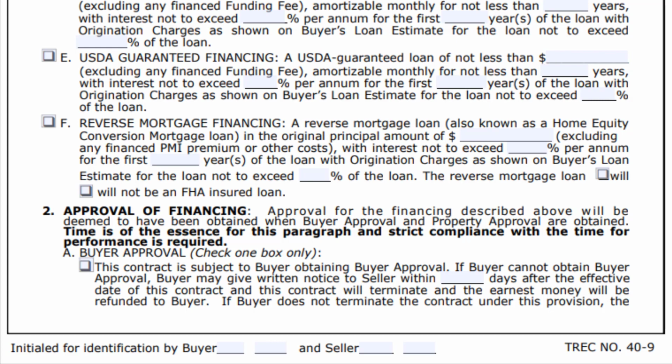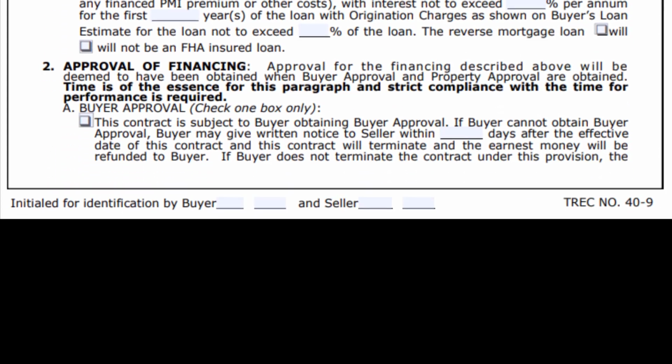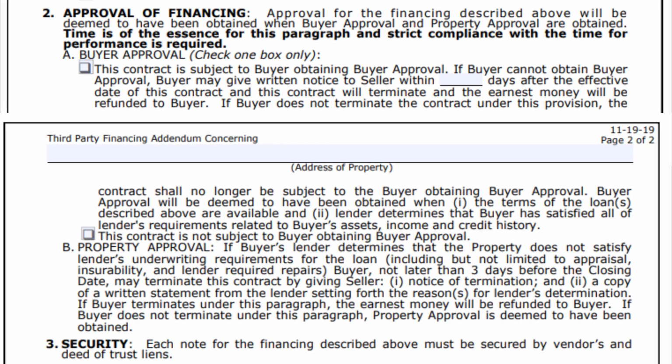So, all right, that's the first paragraph. Let's move on to the second paragraph. So while the first paragraph talks about the type of financing that your buyer will be using, the second paragraph talks about the approval of that financing and how that affects their ability to perform or need to perform on the contract. So it reads in part, approval of financing. Approval for the financing described above will be deemed to have been obtained when buyer approval and property approval are obtained. Time is of the essence for this paragraph, and strict compliance with the time for performance is required.